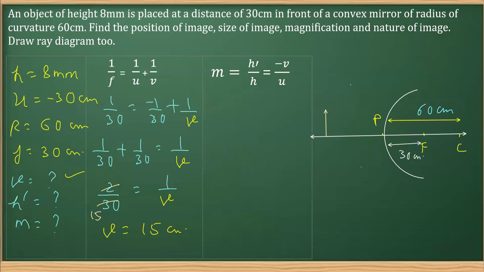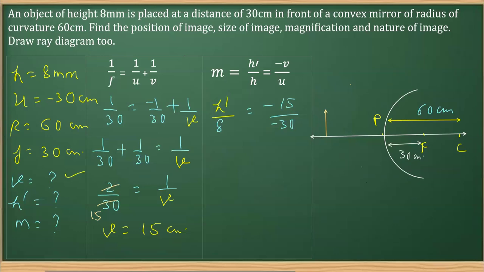Now we have to find h dash. So finding h dash, we'll be using this relation, this one. So it is h dash over h is equal to minus v over u. So h we know as how much it is? 8 mm. So replacing h with 8 is equal to minus v, and we got v as 15. So it's minus 15 over u, replacing u with minus 30.